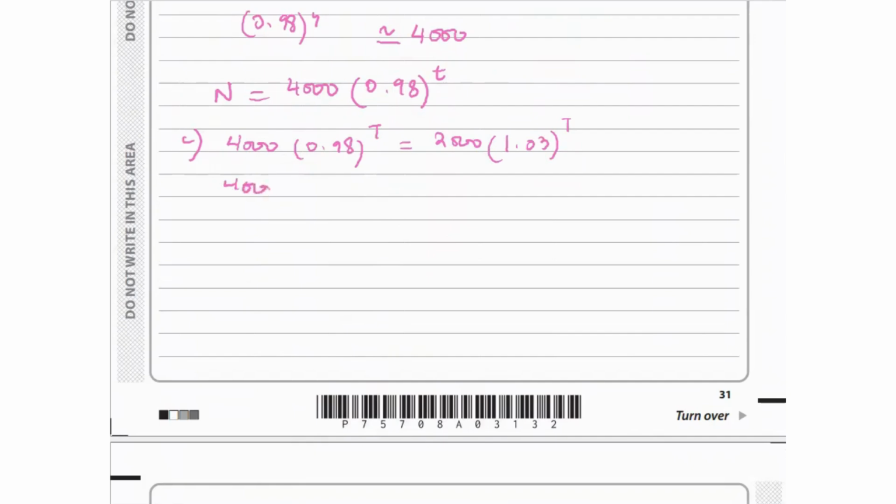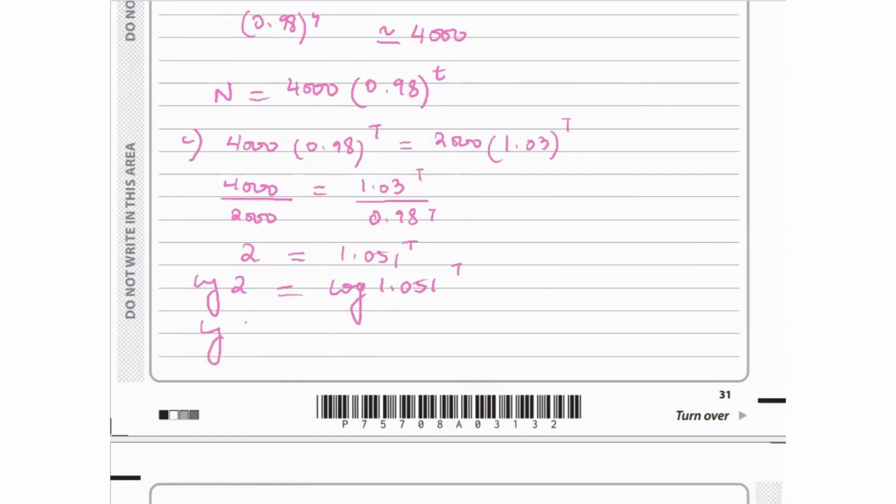So 4,000 divided by 2,000 equals 1.03 to the power of T divided by 0.98 to the power of T. That's 2 equals 1.051 to the power of T. I divided 1.03 by 0.98. And now, wait, this needs to be a power. To the power of T. So now I put logs on both sides so that we can bring the variable down.